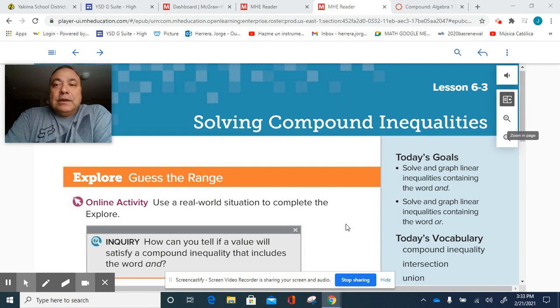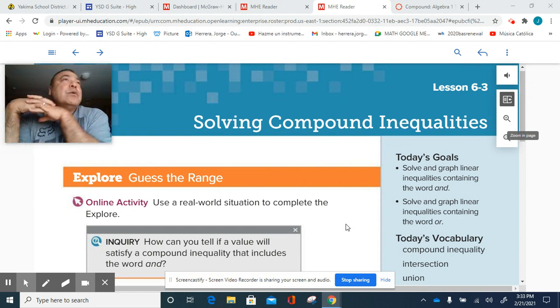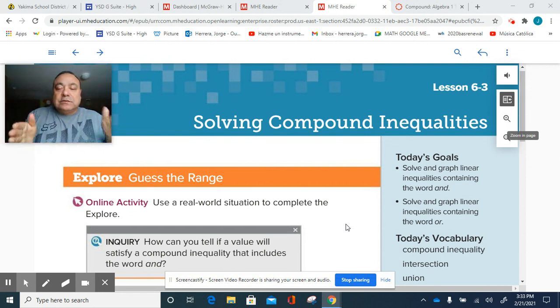Okay, guys, today we're going to do lesson 6.3, solving compound inequalities. And that's when we're going to have an "and," like answers between 2 points, or "or," one going one way, the other one going the other way. But compound, we'll be trying to work between 2 points, either answers in the middle or answers going to the negative side, to the positive side. So "and" is inclusive, or going their own way, okay?